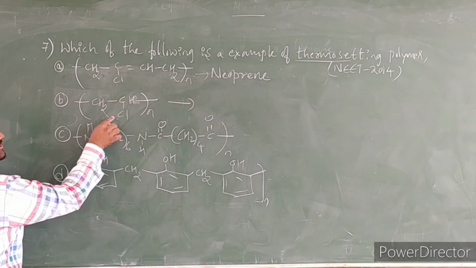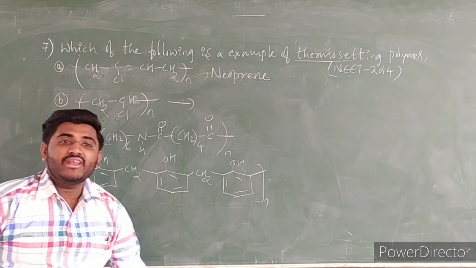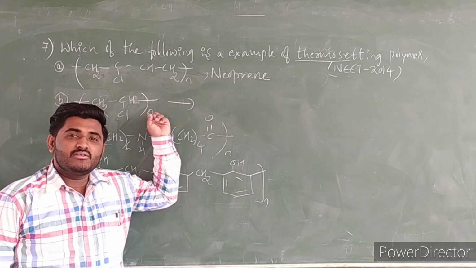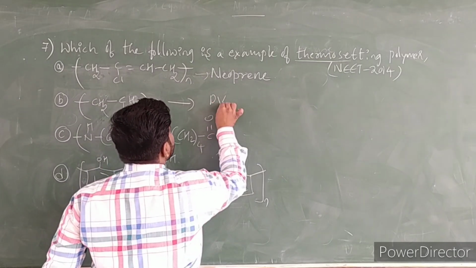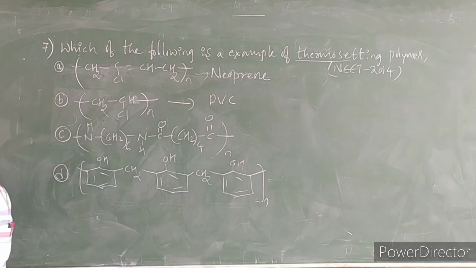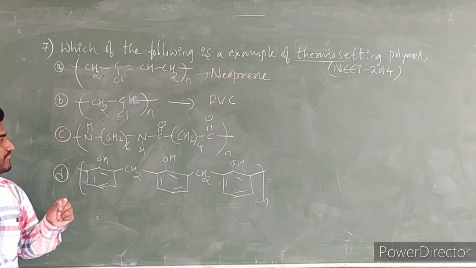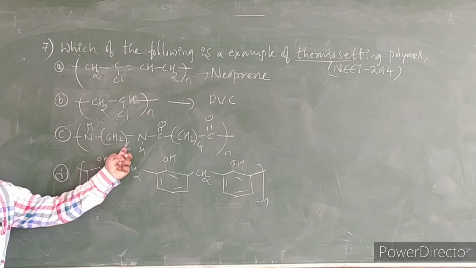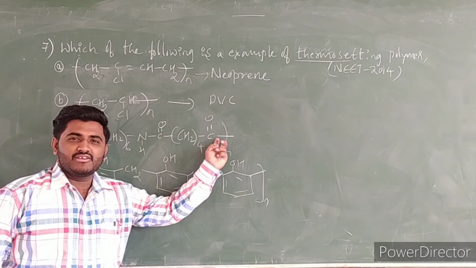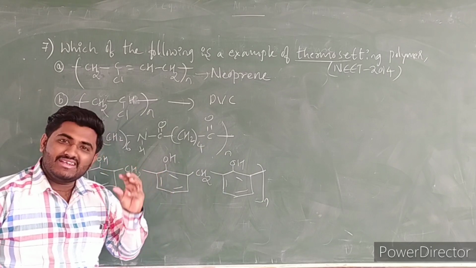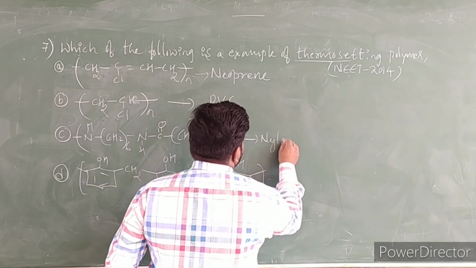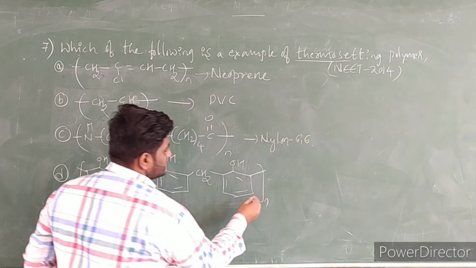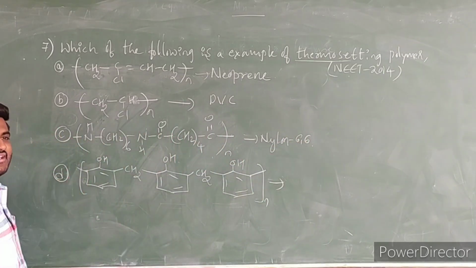See, second question is very easy. Nothing but vinyl chloride. This polymer is prepared from vinyl chloride. Hence, this polymer name is PVC. What is the name of the polymer? PVC. Then what is this one guys? 6 carbon you are observing. 4, 5, 6 carbon you are observing. So what is the name of this one? Nylon 6,6.